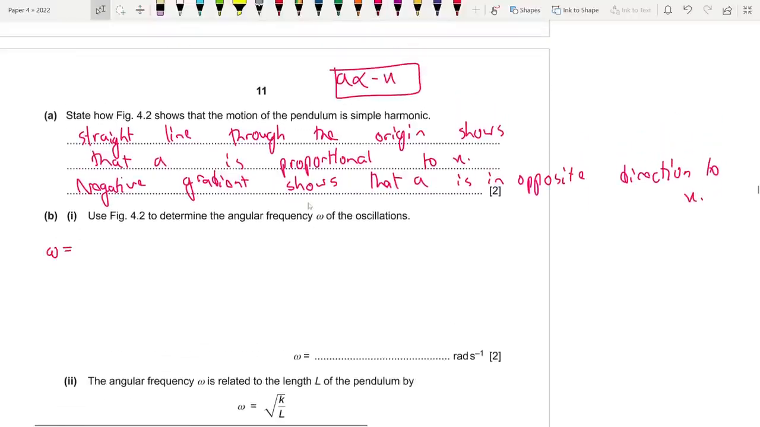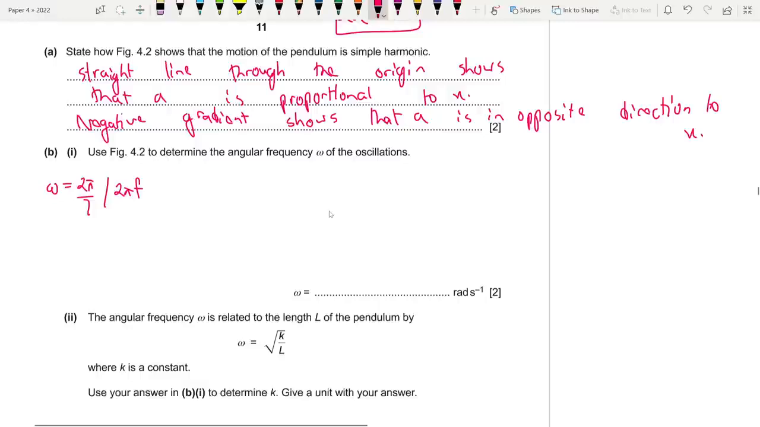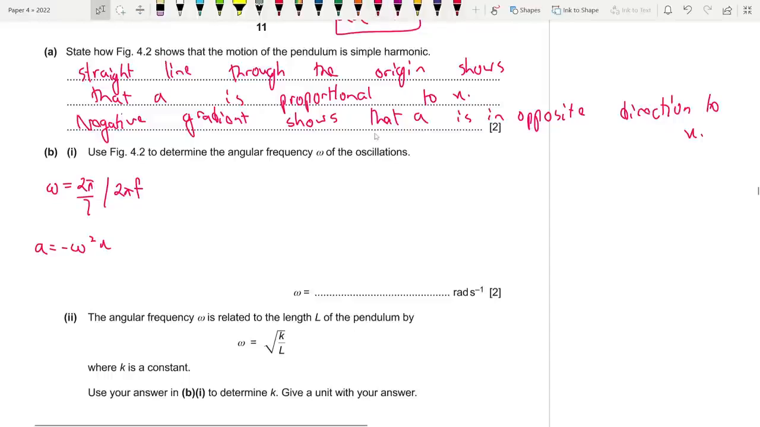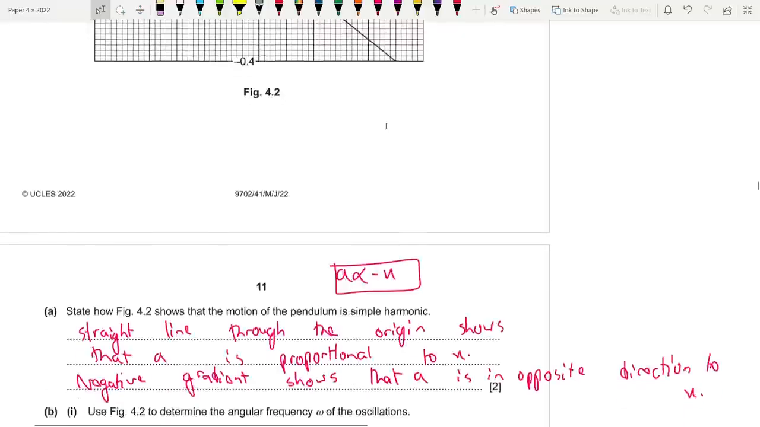So omega is equal to 2 pi by T, or 2 pi f basically. So we know that a is equal to minus omega square x, right? If we remove the proportional sign and introduce a constant, minus omega square is basically our gradient. Okay, so why don't we find out the gradient of this graph?